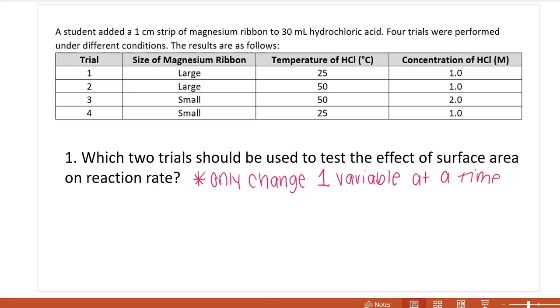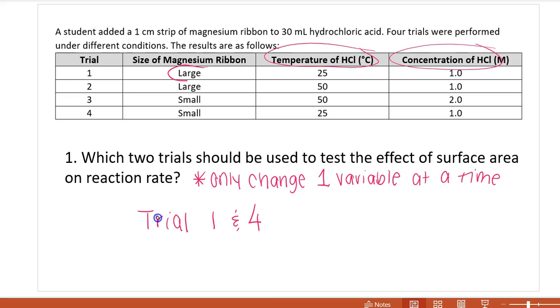Let's say you were to change the temperature and the concentration, and the reaction went faster. We wouldn't know if the reaction went faster because of the temperature change or because of the concentration change. So whenever we are designing an experiment, it's really important that we only change one variable at a time. So our best option to test surface area would be trial 1 and trial 4.